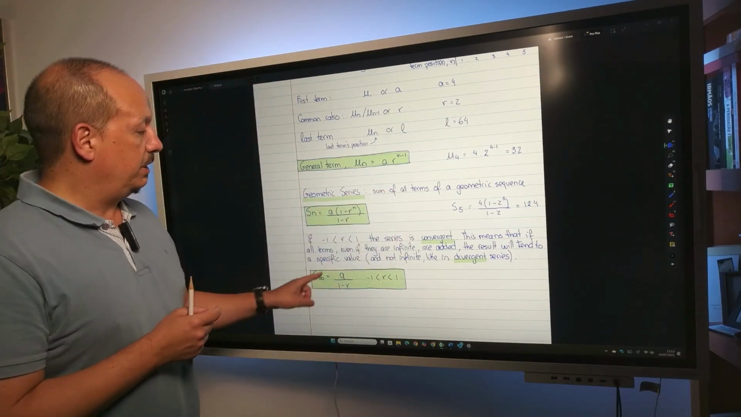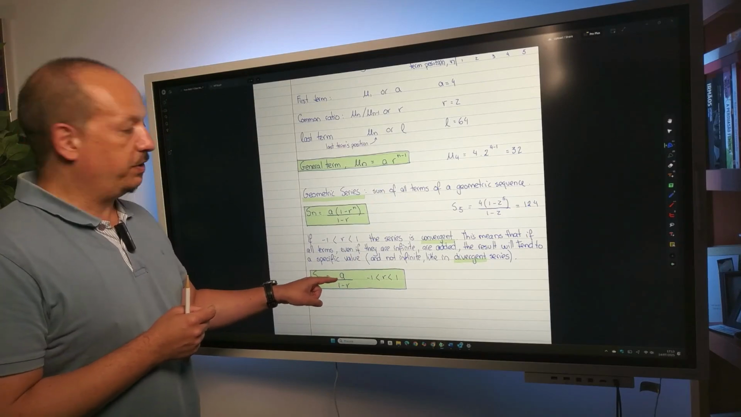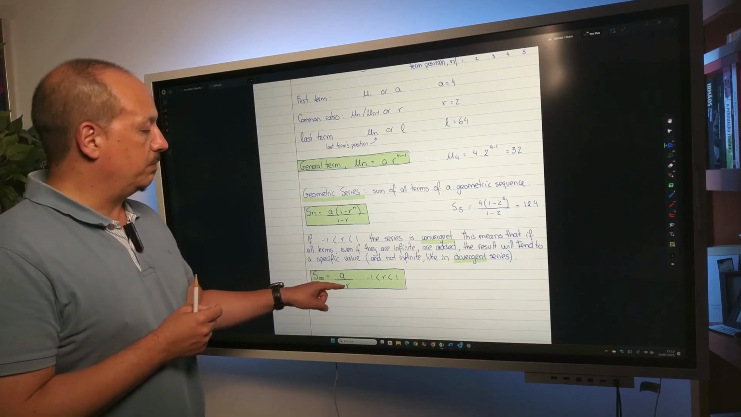And that number is calculated using this expression over here, A, the first term, over 1 minus the common ratio.